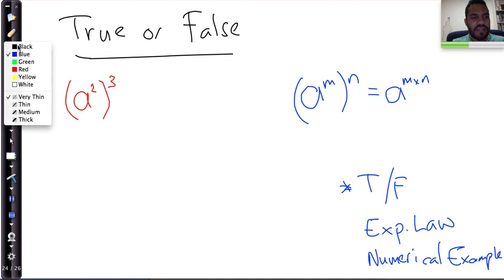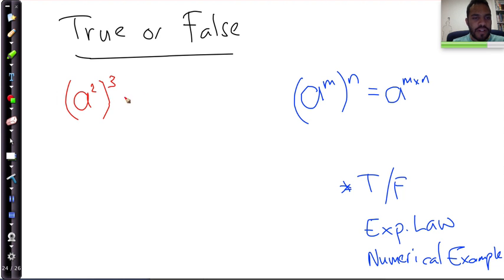So the question I have for you over here is true or false? A to the power of 2 raised to the power of 3 is a to the power of 6. That's my question. Is it true or is it false? Well, let's see. Does that look like the law that you have to apply? That's 2, that's 3. Is 2 times 3 equal to 6? And the answer is yes. So according to the law, it's true.